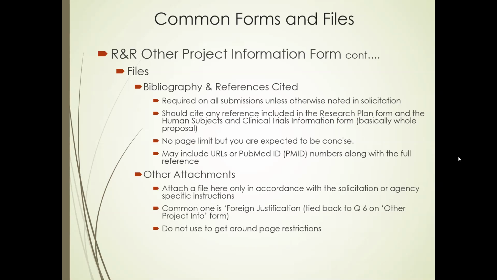Other attachments can also be added on this form. And so the things that you would put here would be like the foreign justification if you answered yes back on having foreign involvement. There is specific information in the general guidelines about what can be included here and what can't, or you might get specific instructions in the solicitation. You want to be very careful though, and don't just assume that you can put something here because they look at both attachment areas that are in these forms very closely to make sure that you're not trying to circumvent page limitations.